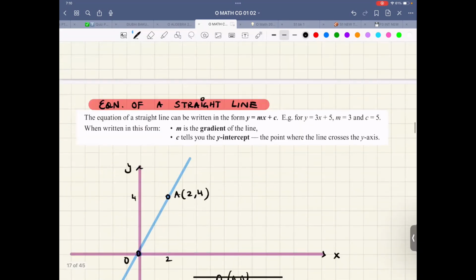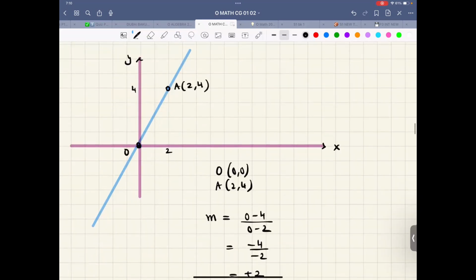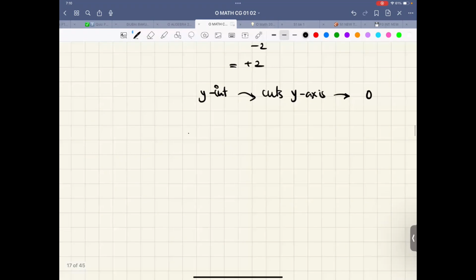So we have this thing, y is equal to mx plus c. C tells you the y-intercept. The y coordinate is 0, the x coordinate is 0. Therefore, the equation y is equal to mx plus c, y is equal to 2x plus 0. Therefore, the equation is y is equal to 2x.